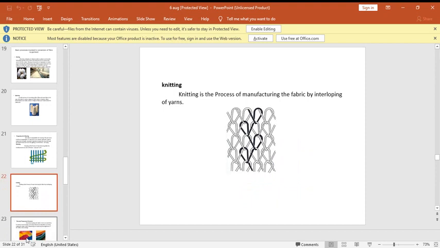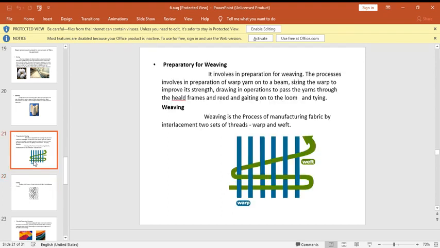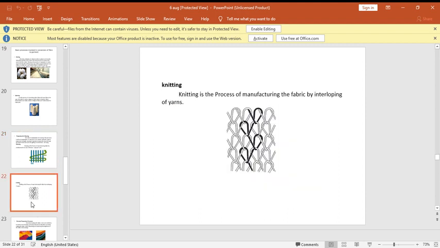Next, knitting. Knitting is the process of manufacturing fabric by interlocking of yarns. I've shown here how the interlocking is done. You can see the difference between weaving and knitting. Weaving is interlacement of warp and weft, one up and one down, like that it is interlacing. And here, in knitting, the yarns are interlocking. This is the difference between weaving and knitting.